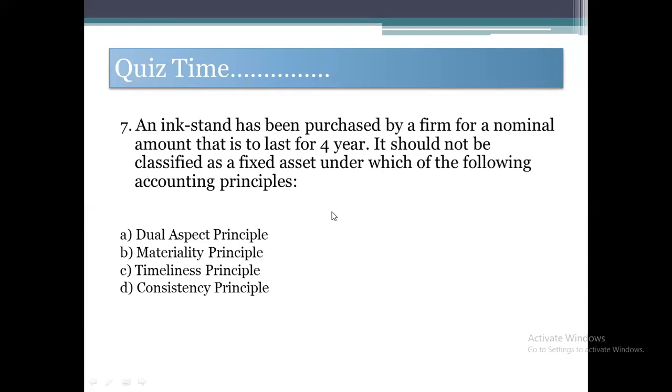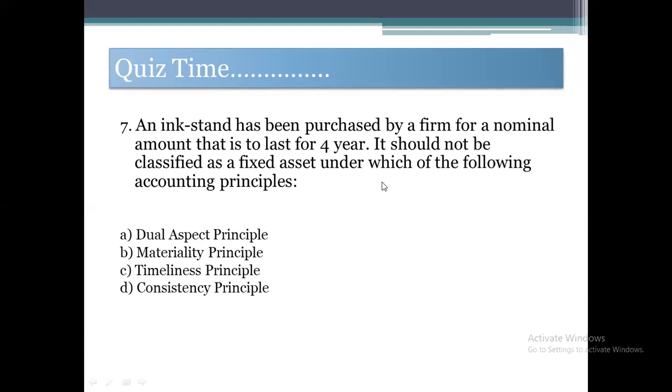Okay, another one on the board. An inkstand has been purchased by a firm for a nominal amount, and that would run for the 4 years. Okay, that inkstand would be used for 4 years. Should I treat that as a fixed asset? So ideally, it should not be treated as a fixed asset.